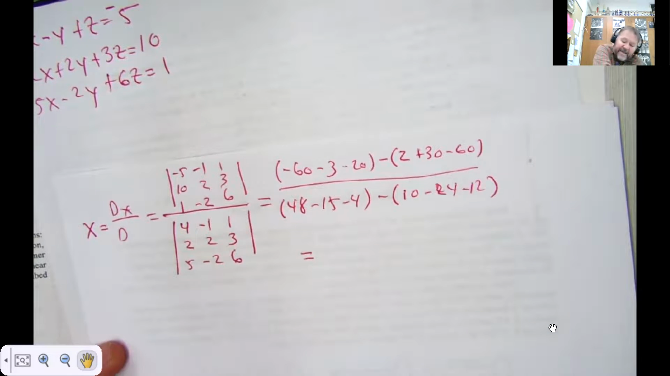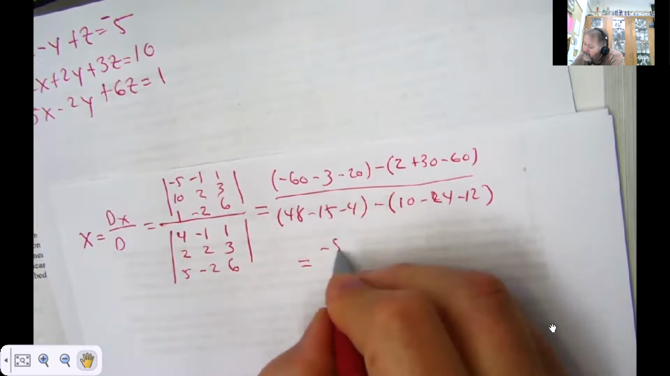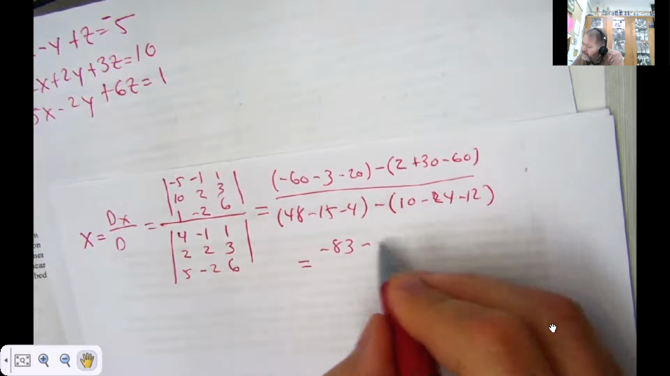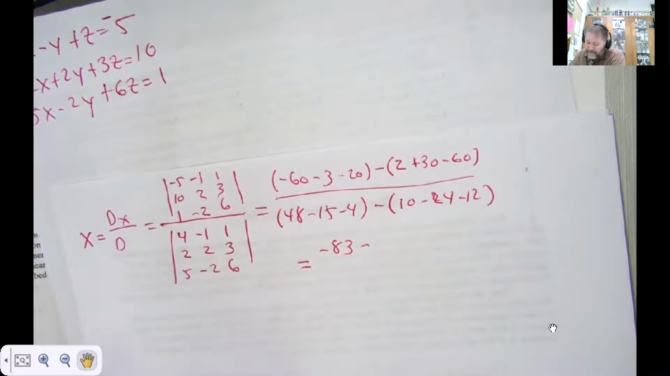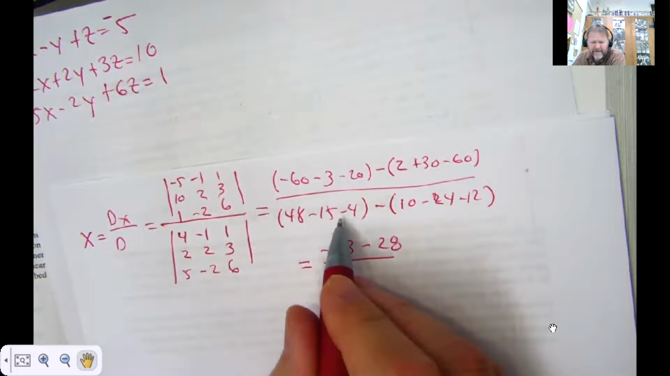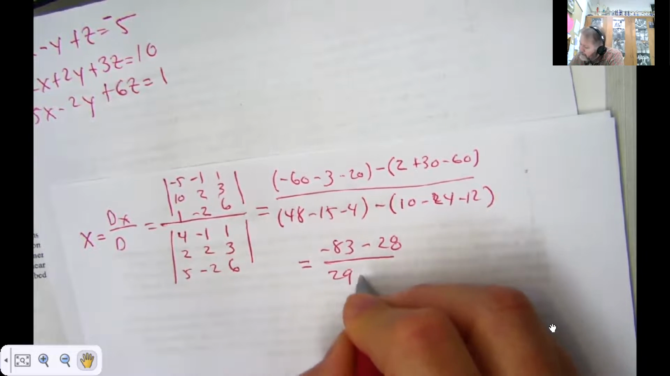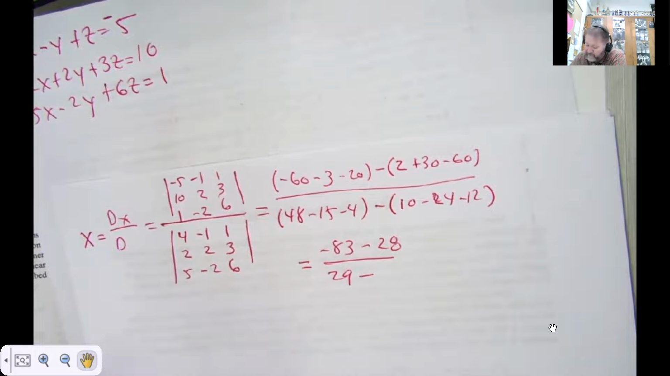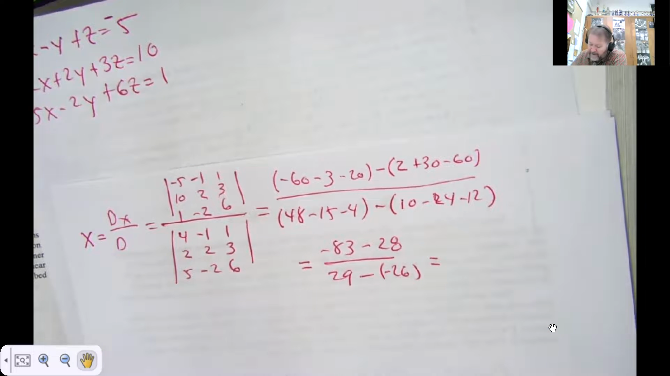So what I'm getting is, and I'm going to get a calculator out, I've got negative 60 minus 3, negative 83. I can do that one. And this is going to be minus 32, I think it's 28. Let's see. 32 minus 60 is minus 28. All over 48 minus 19 is 29, minus 10, minus 24, minus 12, just arithmetic after all, negative 26. I'm getting negative 83.